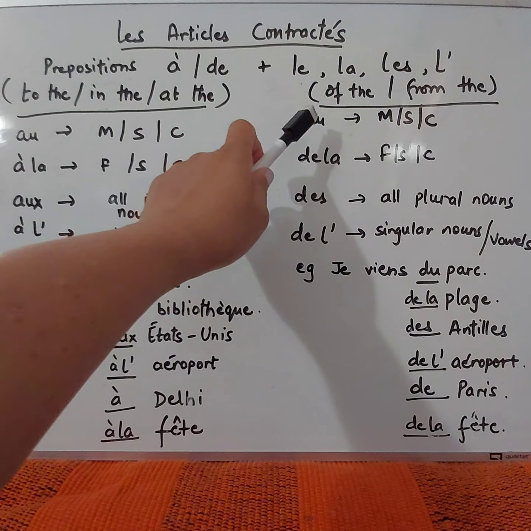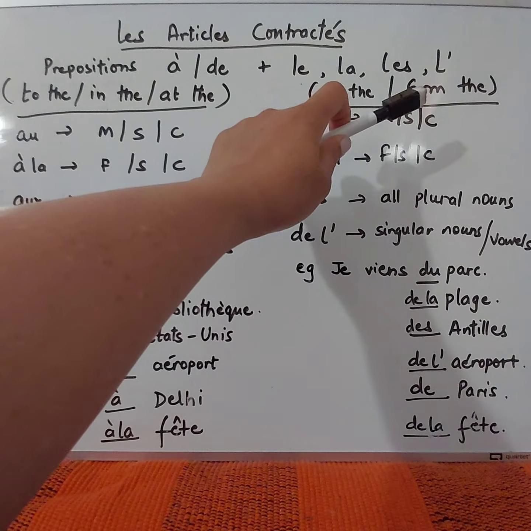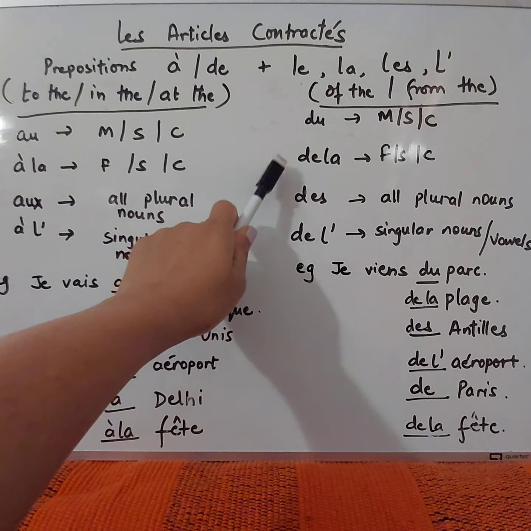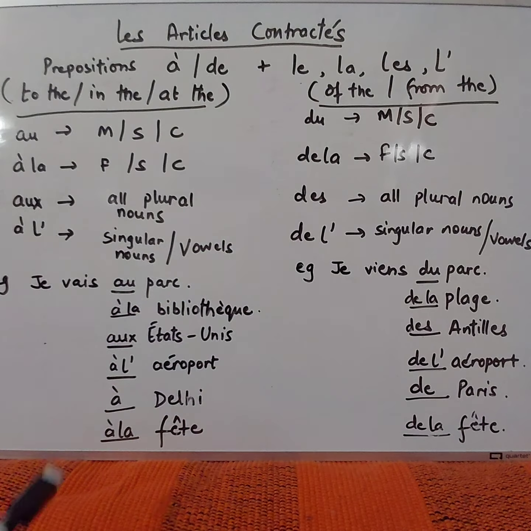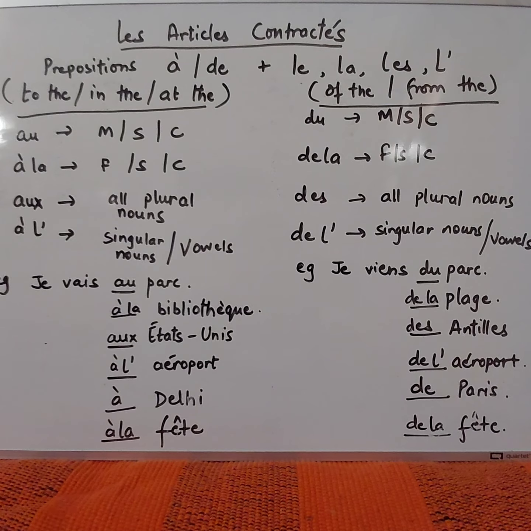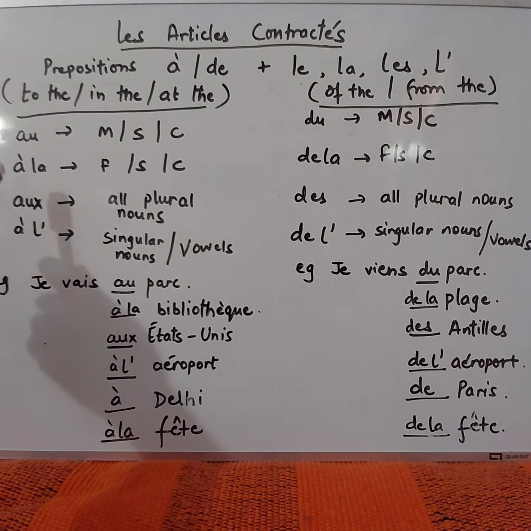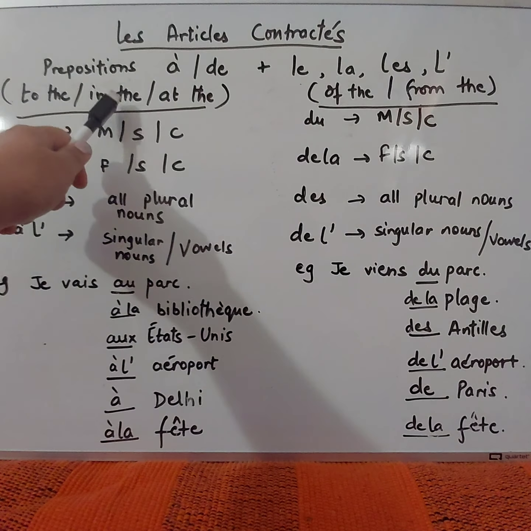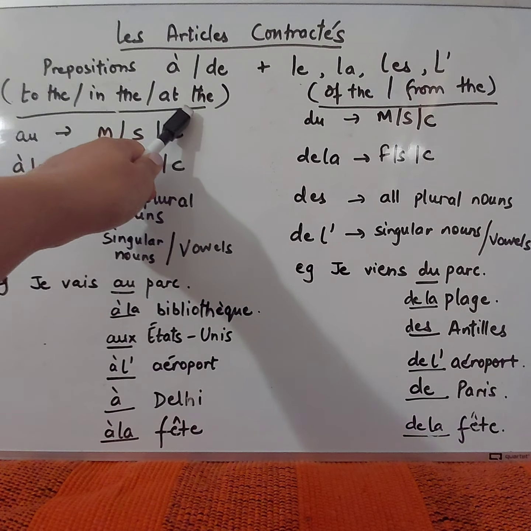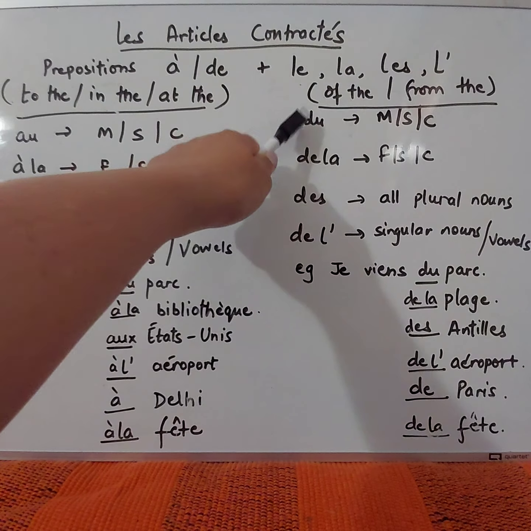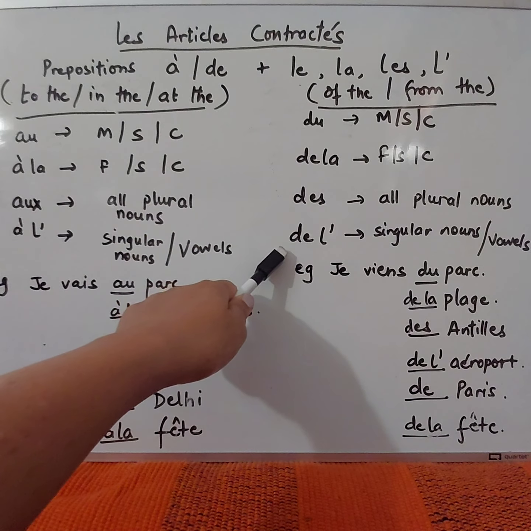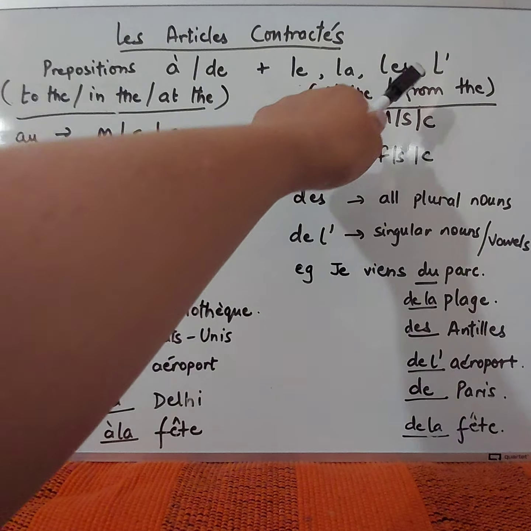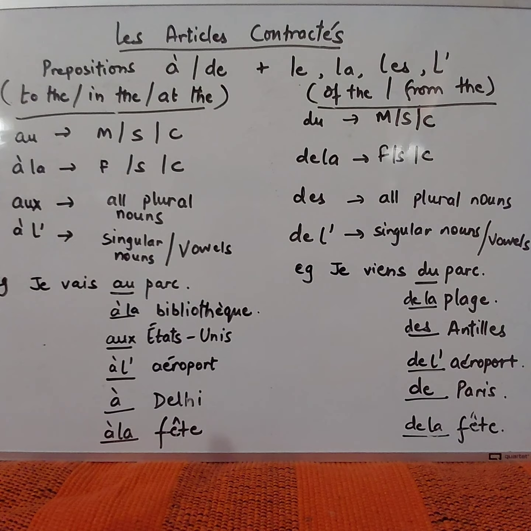When de combines with le, la, les, l', we get du, de la, des, de l' in French. Now, what do they mean? Au, à la, aux, or à l', all four mean to the, in the, or at the in English. However, du, de la, des, de l' in English mean of the or from the, right?